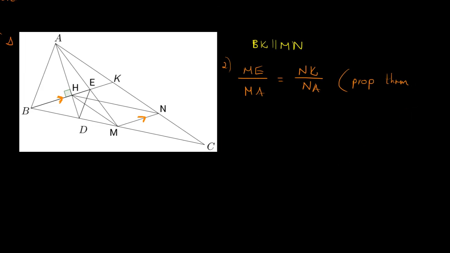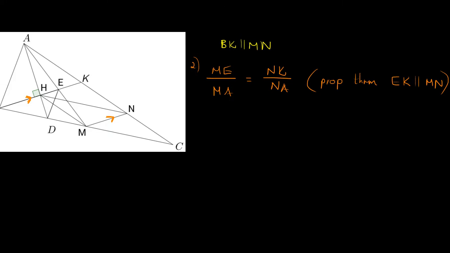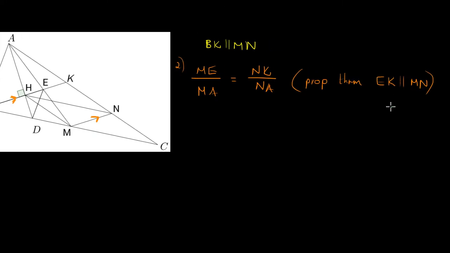Question 2 here is that ME over MA is equal to NK over NA. Why? Because it's the proportion theorem, because EK is parallel to MN. We showed that in the previous questions. EK or BK, whichever one you use, they're both lines.